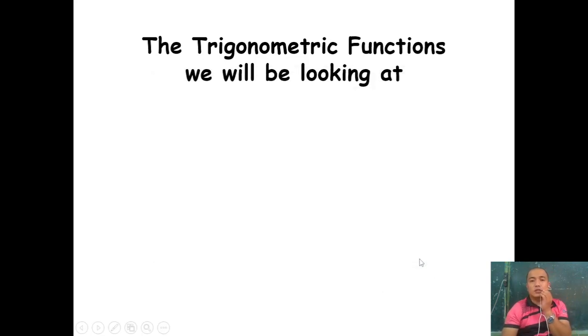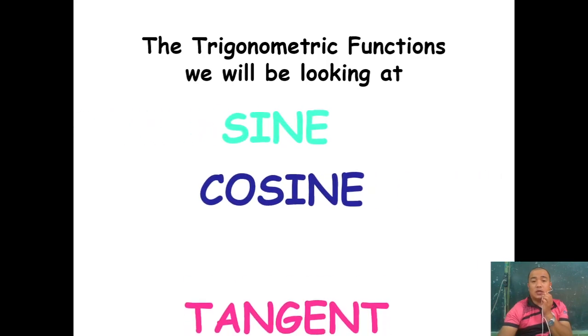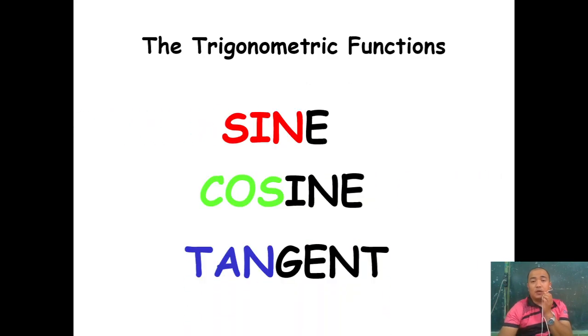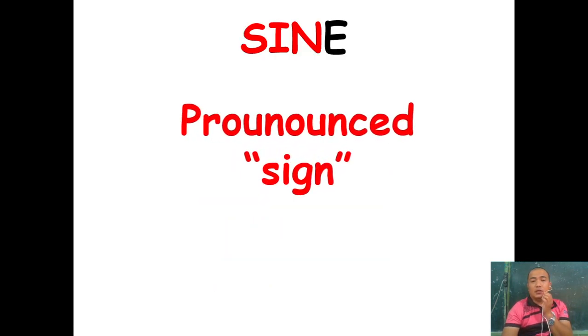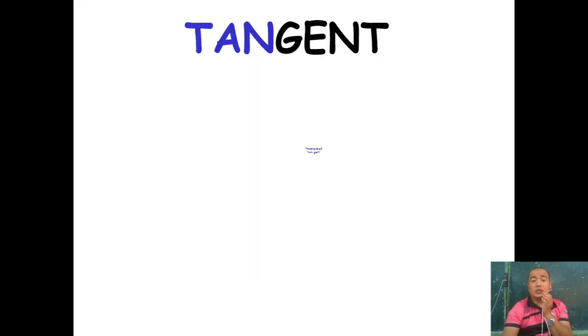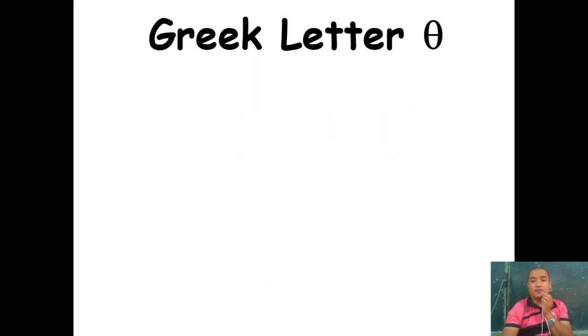Hello, grade 9 students. Let us try to discuss basically the three trigonometric functions. These are the sine, cosine, and tangent. If we write them, sine is sin, cosine is cos, and tangent is tan.